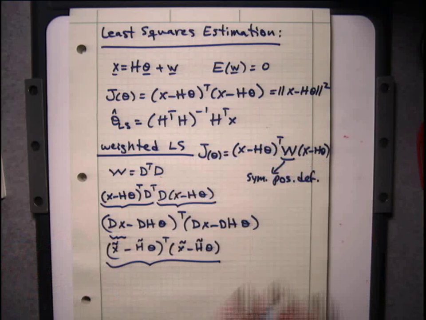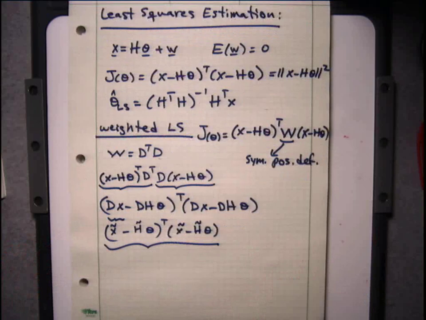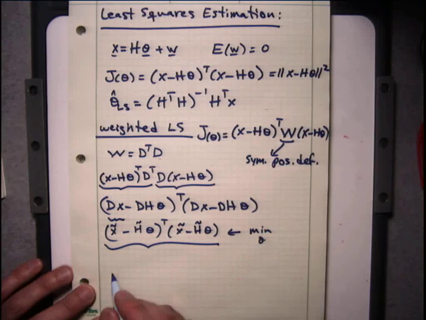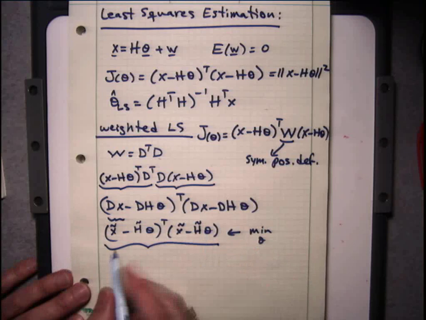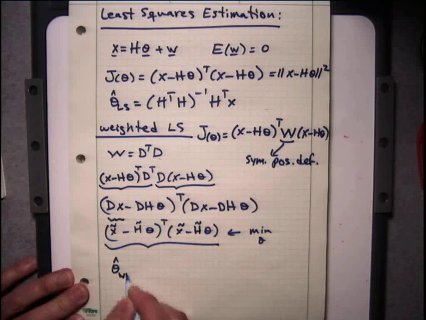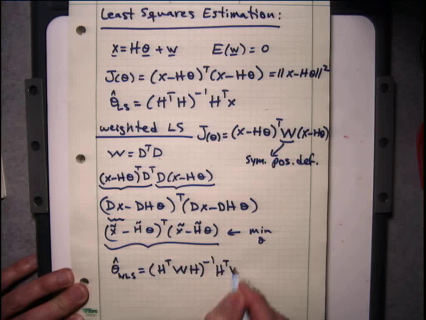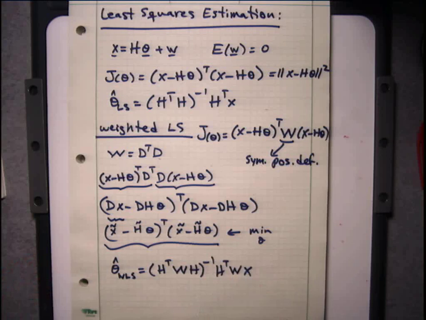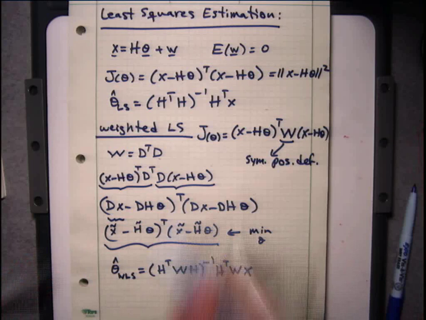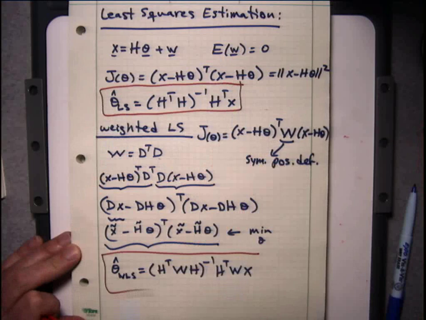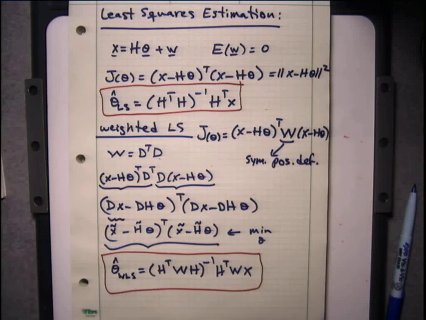So you just transform this more general formulation into the standard formulation, and then you minimize this with respect to theta, and then you plug in what h tilde and x tilde are, and what you obtain is that the weighted least squares solution is simply H transpose W H inverse, H transpose W x. So the only difference between these two solutions, the standard least squares and the weighted least squares, is this matrix W.